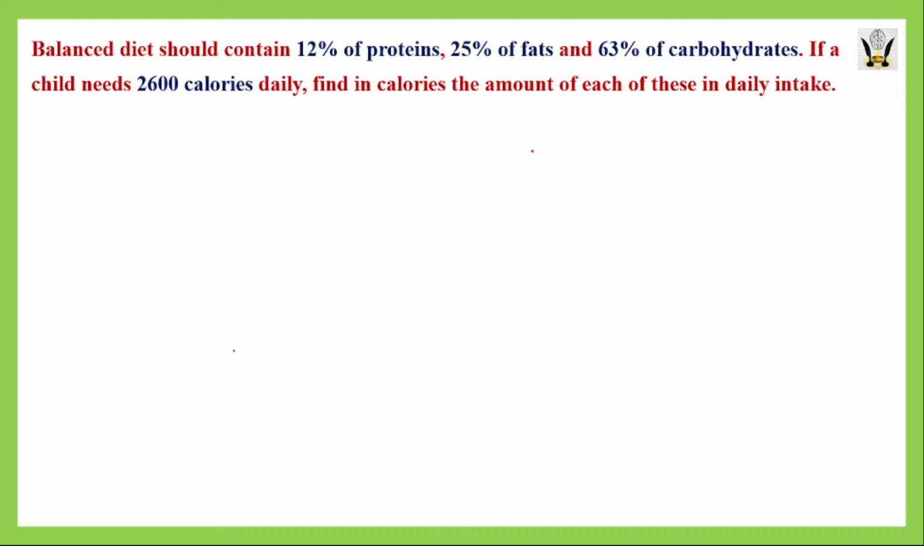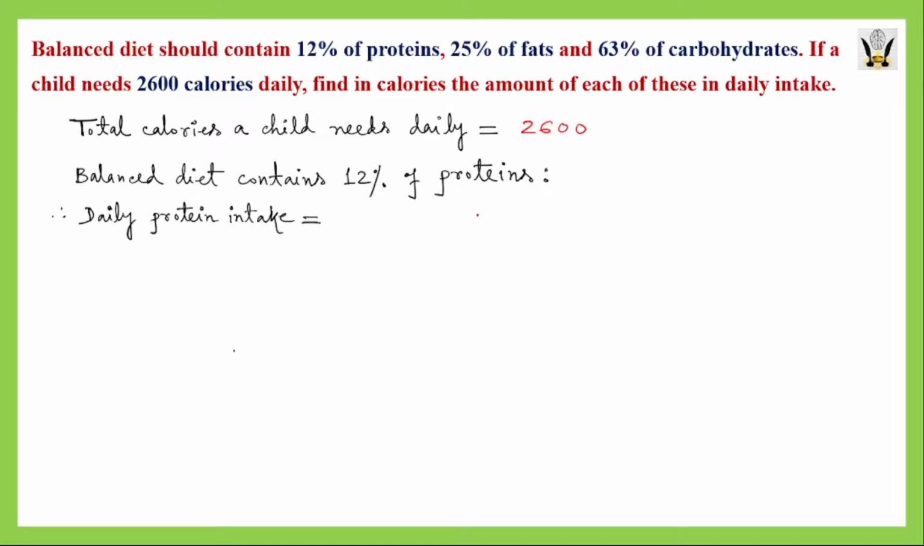So from the problem sum, what we understand is the total calories a child needs daily is 2600. So this is in calories. Now a balanced diet contains 12% of proteins. So 12% of proteins, what we understand by this statement, is that in that diet out of 100, 12 is protein. Out of 100 could mean 100 grams, then out of 100 grams, 12 grams is protein. It could be 100 calories, then out of 100 calories, 12 is protein.